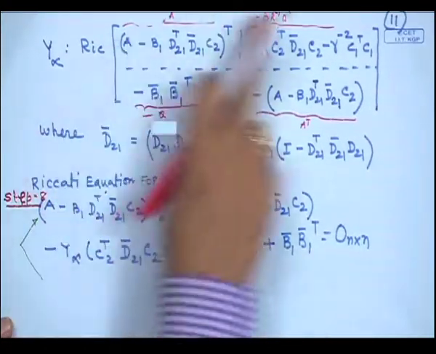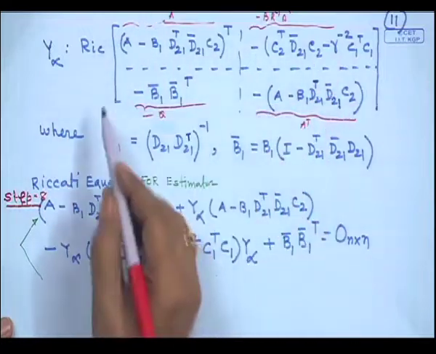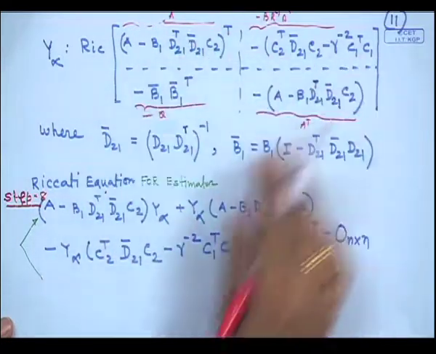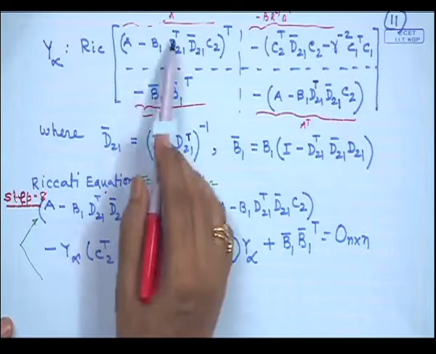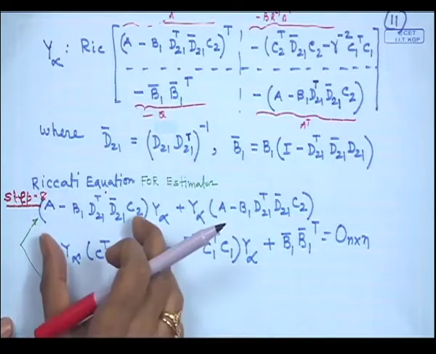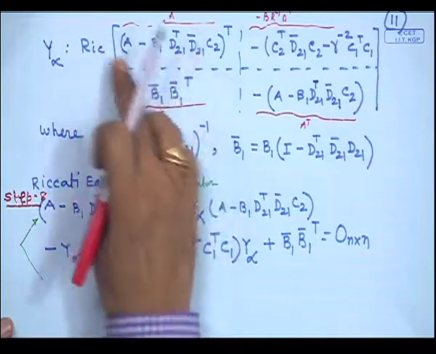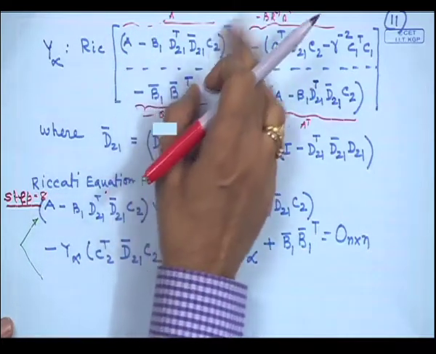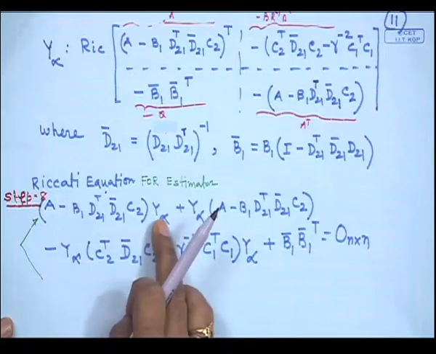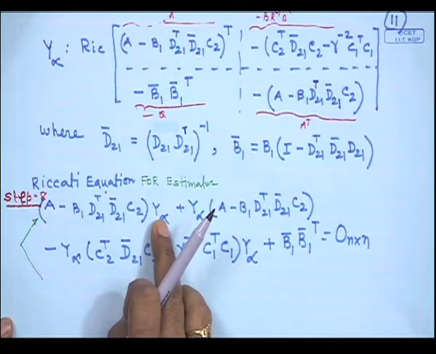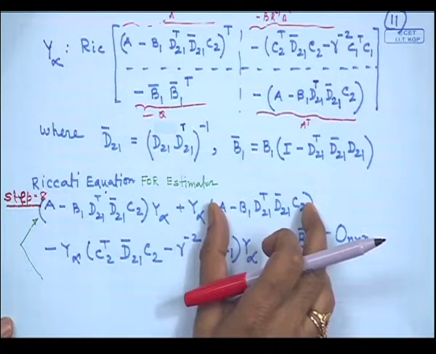So, from this Hamiltonian matrix, this is nothing but a Hamiltonian matrix, I can write the Riccati equation. What is this? I have written A transpose means that matrix only. This whole thing is A transpose, so this will go A transpose P, then P A.